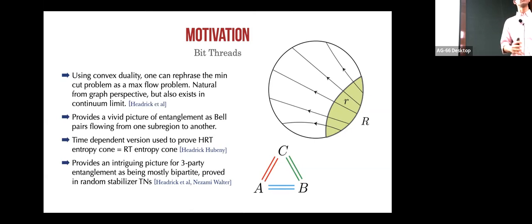Okay, so this is the part that you can do, of course. It's just a way of visualizing the entanglement. So in computer science, very often max flow problems are much easier to solve than min cut problems, and that was the motivation behind rewriting it in this way. Because, for example, some of the proofs of entropy inequalities simplify when you write it in terms of bit threads. At this point, it's just a rewriting in terms of some equivalent thing.